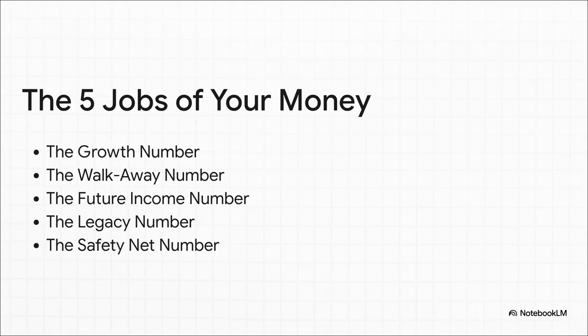So let's quickly look at these 5 jobs. You've got a number for tracking growth. You have a walkaway number, what you get if you just leave. There's a future income number, a legacy number for your heirs, and one that acts as your absolute safety net. We're going to break down every single one of these.